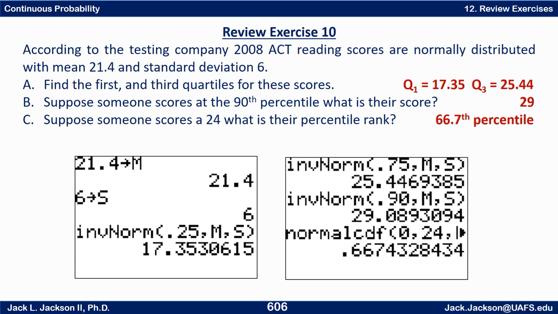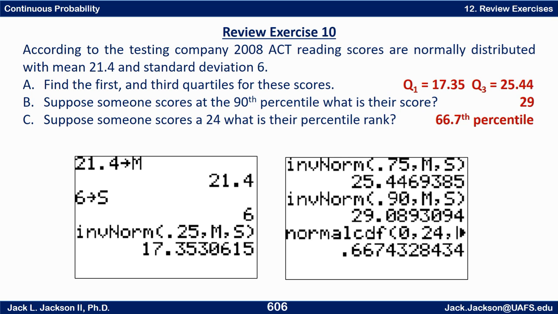Now suppose someone scores at the 90th percentile, what's their score? Well, again, that's another inverse norm. It's just an inverse norm of 0.9. 90th percentile means there's 90% of the population scored lower. That means the proportion of the population lower is 0.9, and that means the probability that a randomly selected person taking the test scored less than that is 0.9. So that's what you put in for your inverse norm with the M and the S, and you get about 29. Okay, 29.08, etc. So about 29.